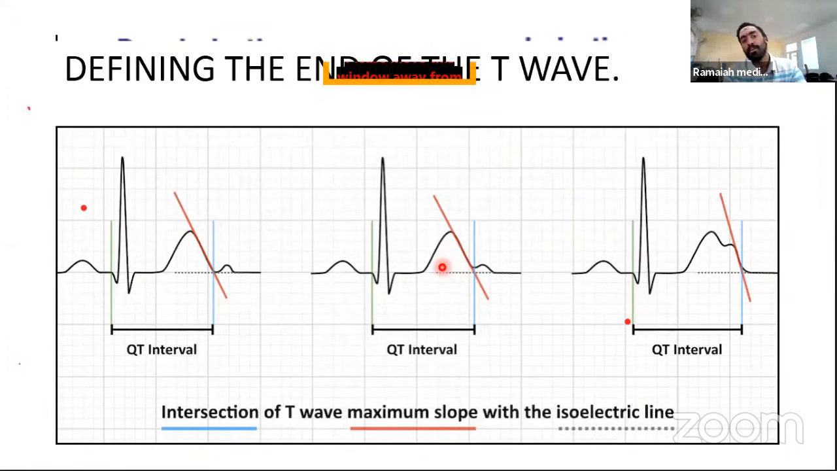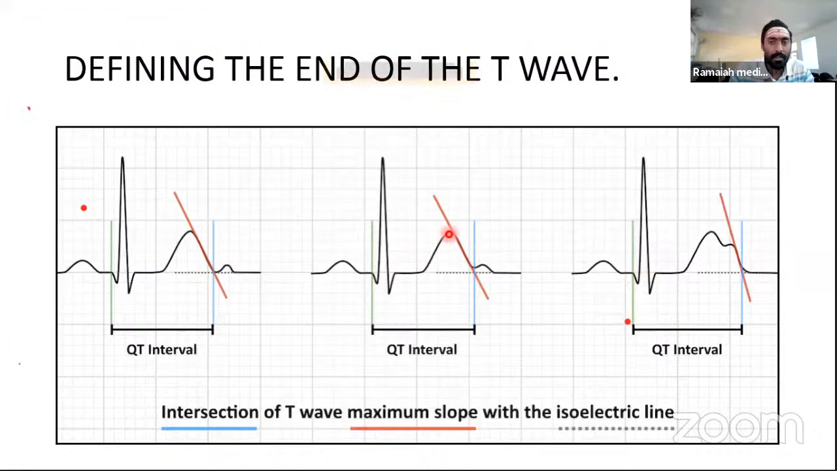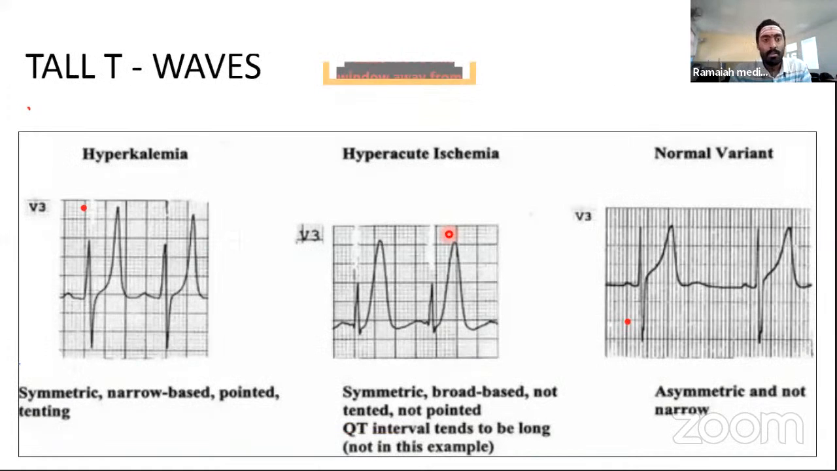And how do you define the end of the T wave? This is also very important. You draw a tangent at the peak of the T wave, and where it intersects the baseline, that is the end of the T wave. To calculate the QT interval, this is what you should do. So that is the QT interval. We'll come to all of the intervals.